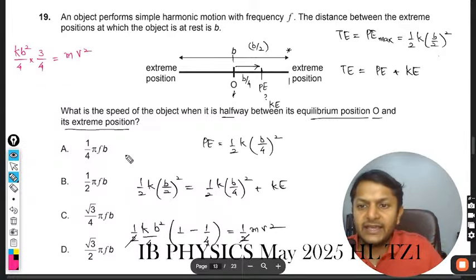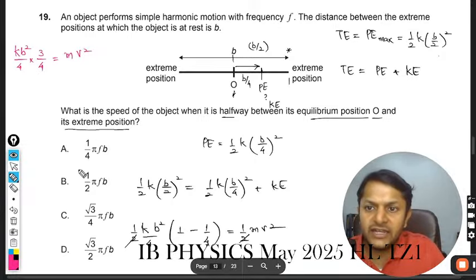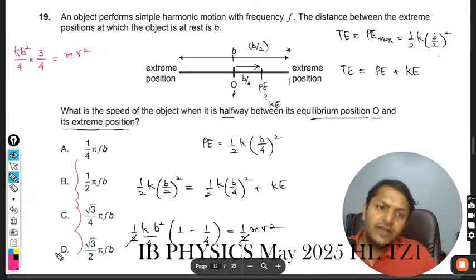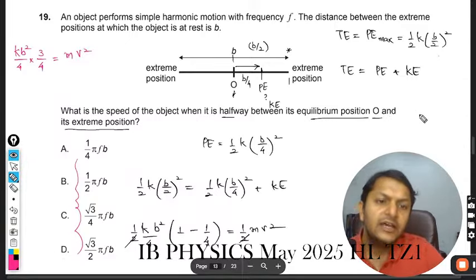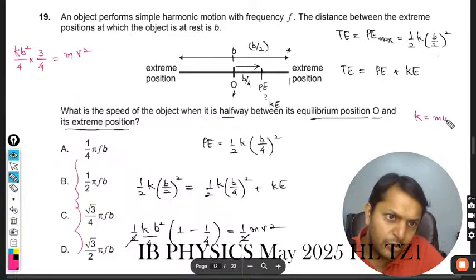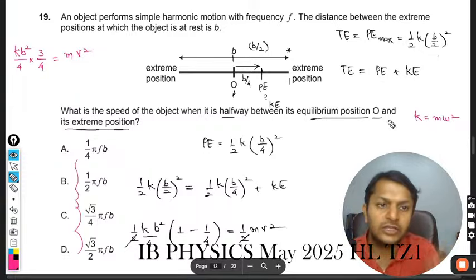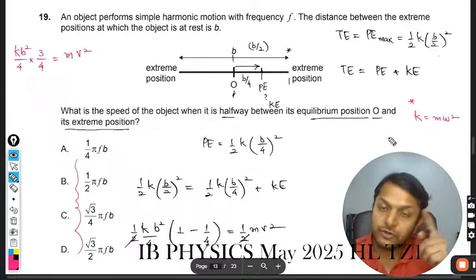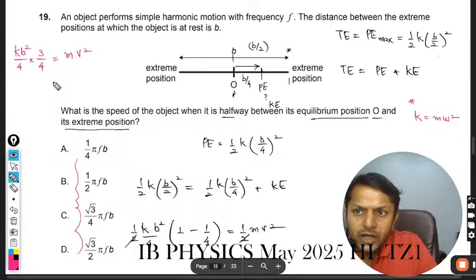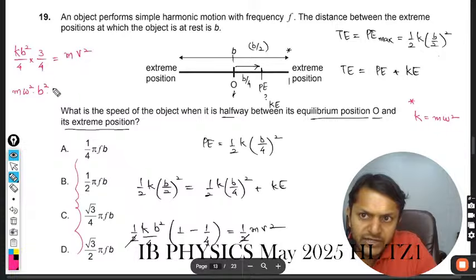Now the tricky part is that we do not have k in our final options, so we have to get rid of k, and we have to get rid of m also. But how can we do that? There is a formula: k is equal to m omega square. Be very careful, this formula is not given in the data booklet, so you can note it in the data booklet. k is equal to m omega square. You have to remember it. So I'm just substituting this value here: m omega square b square 3 by 16 is equal to m v square. m and m get cancelled out.